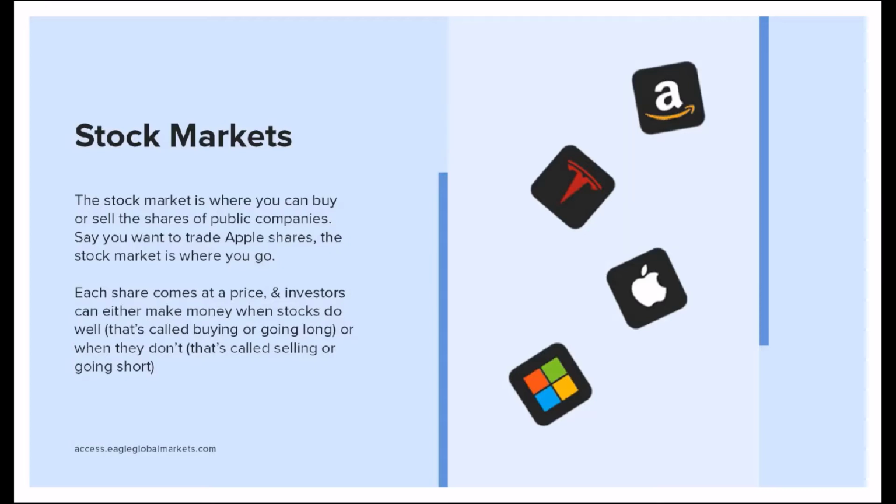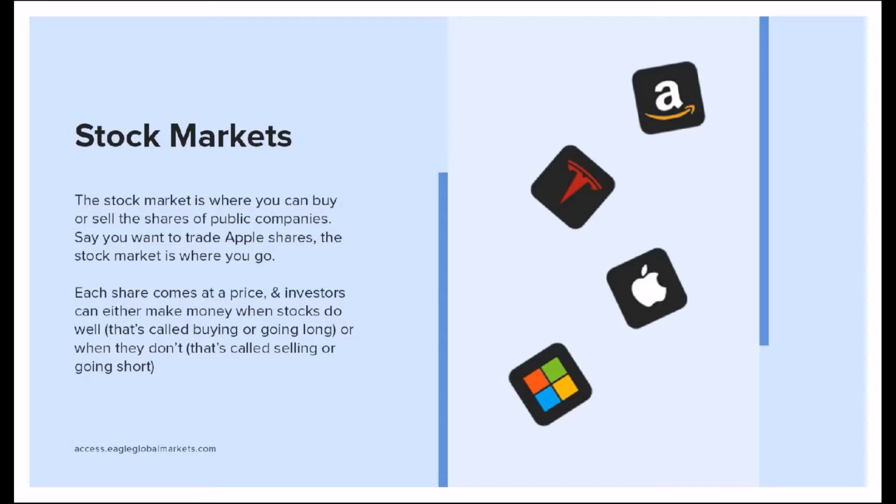So the stock market is where you can buy or sell the shares of public companies. Let's say, for instance, you want to trade Apple shares. The stock market is where you go to.